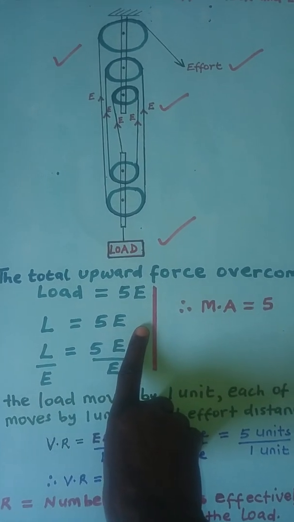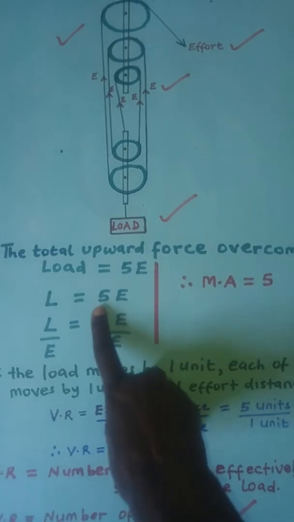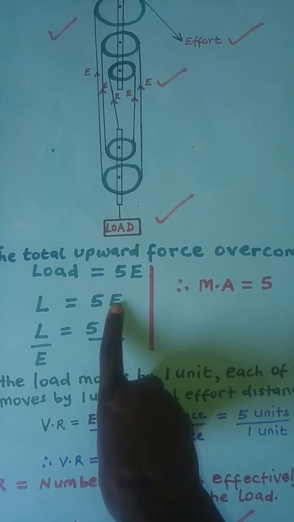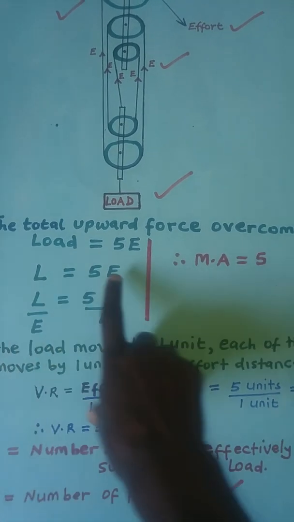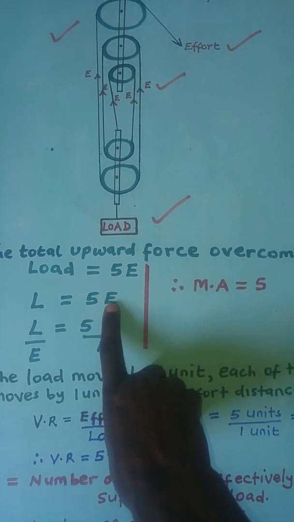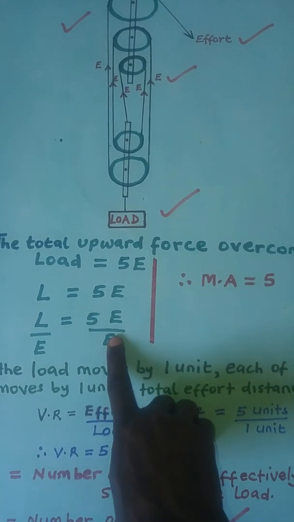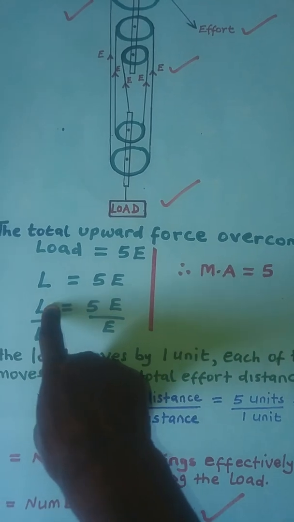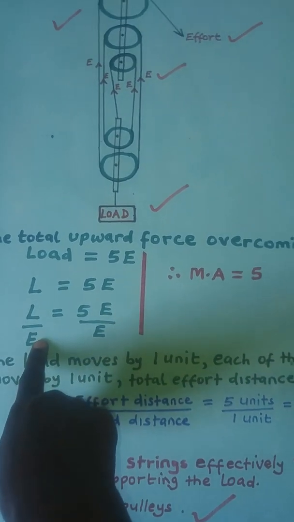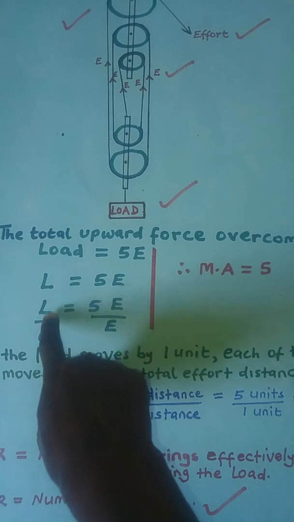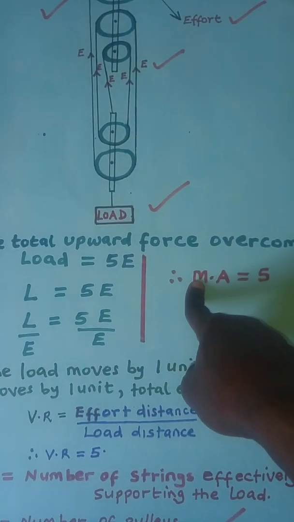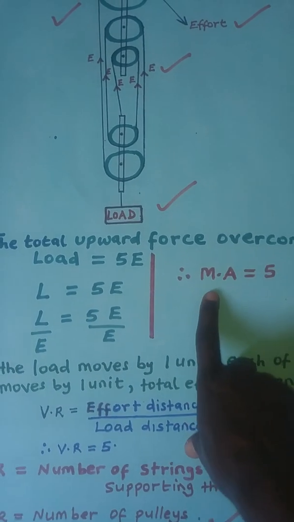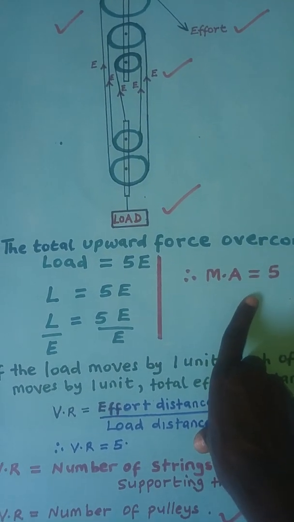As usual, we collect the like terms. 5E means 5 times E. So there's a multiplication here. So when we want this E to cross this way, what do we do? We shall divide both sides by E. Divide by E, this E cancels. You remain with the 5. Then here you'll have L also divided by E. And we know that when you get a load divided by effort, you get the mechanical advantage. So our mechanical advantage here will be 5.